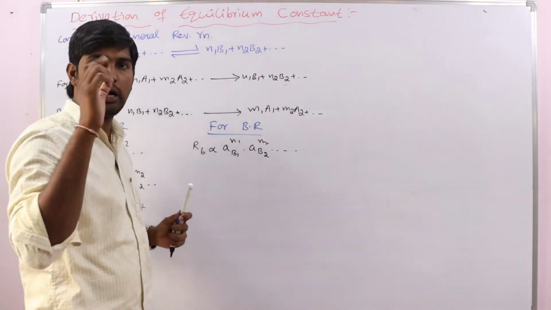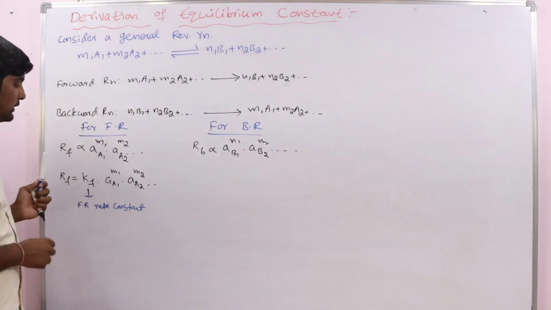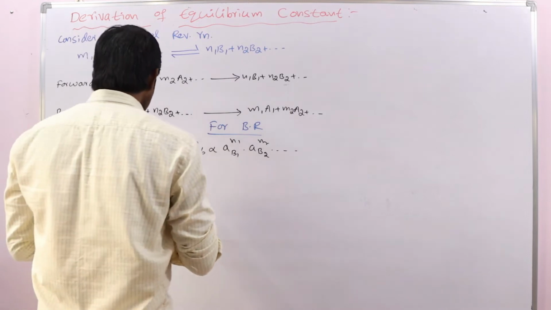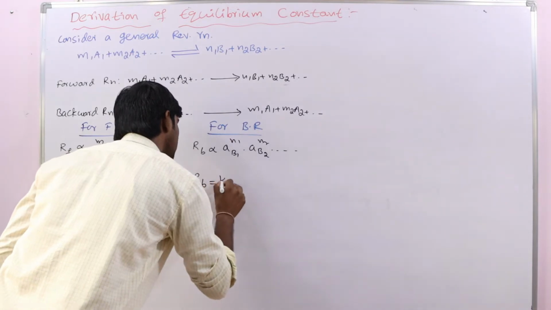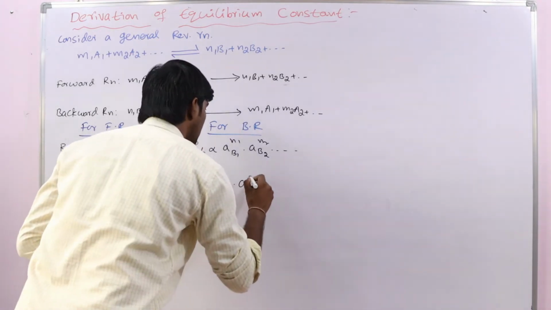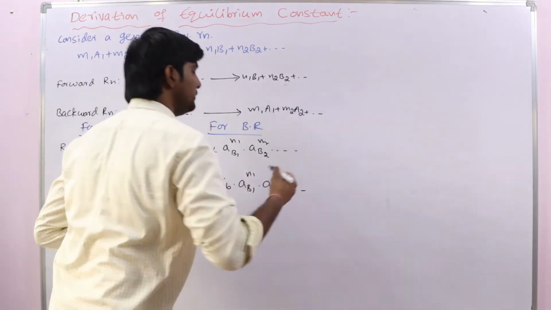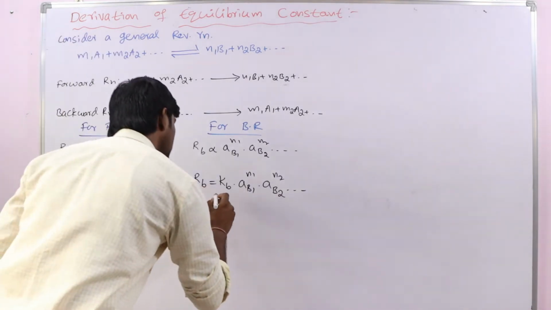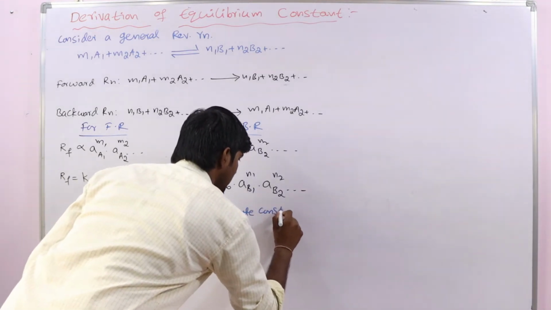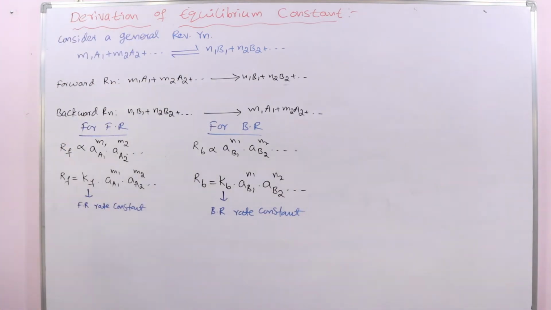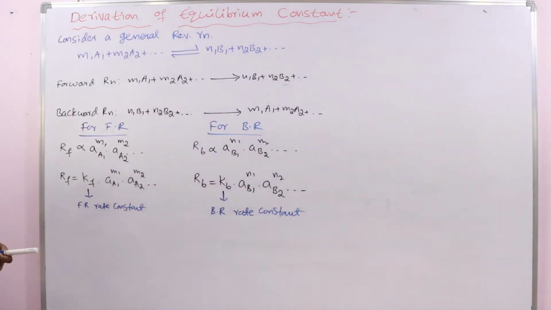This rate constant we already explained in chemical kinetics. So Kf is the forward reaction rate constant, and if we remove the proportionality sign here as well, we get a constant, that is, rate of backward reaction equals Kb into active mass of B1 whole power n1, active mass of B2 whole power n2 and so on. What is Kb here? Kb is the backward reaction rate constant. Kf is the forward reaction rate constant and Kb is the backward reaction rate constant.